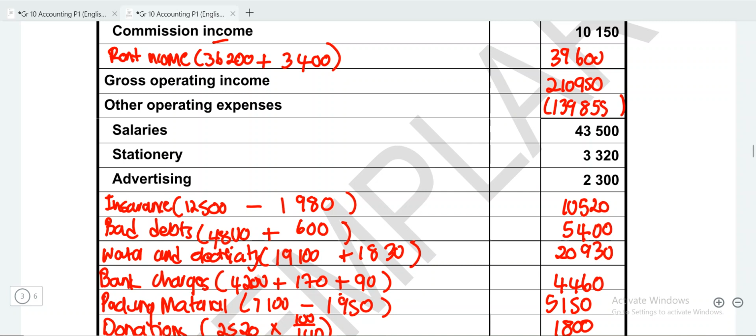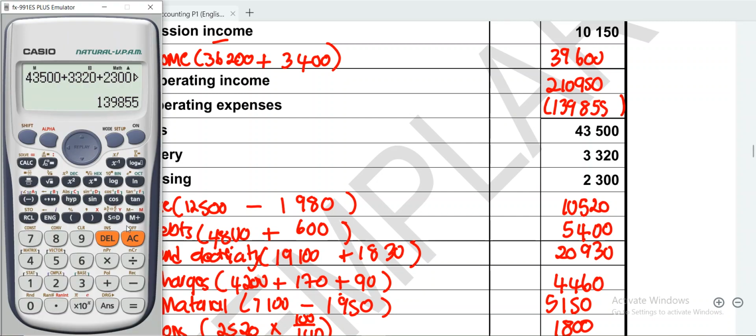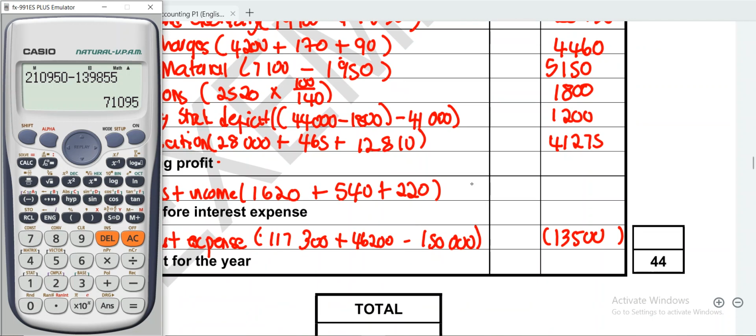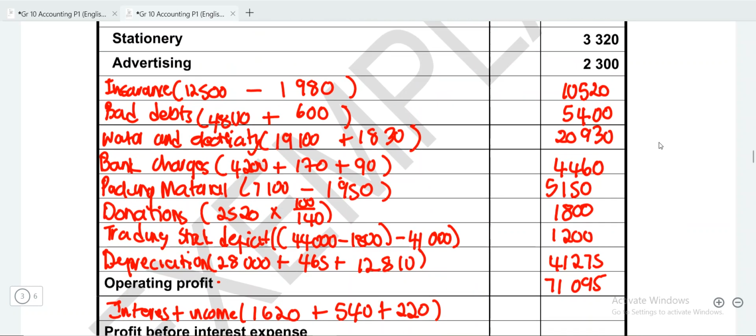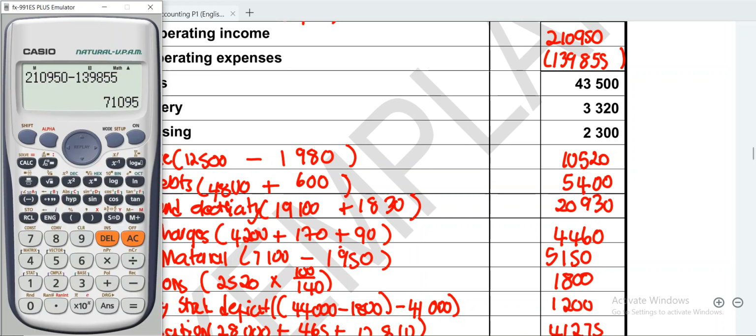So now to get our operating profit, we are going to get the difference between gross operating income and other operating expenses. Okay, so let's get the difference. Now if we say 210,950 and then we say subtract 139,855, it is giving us our operating profit of 71,095. So our operating profit is 71,095.